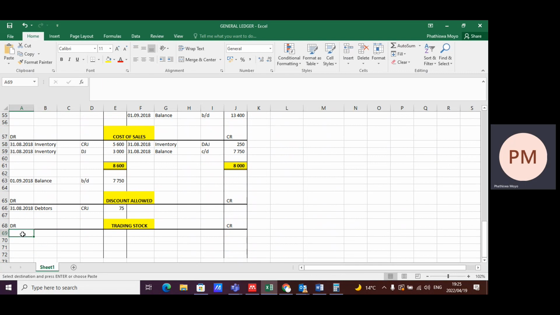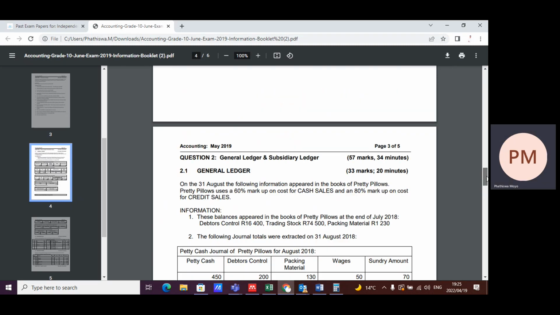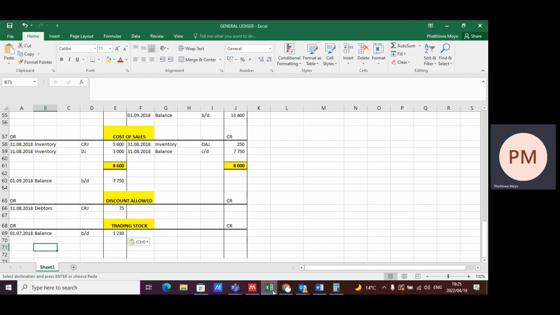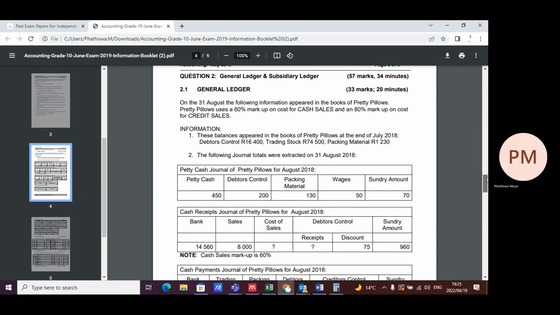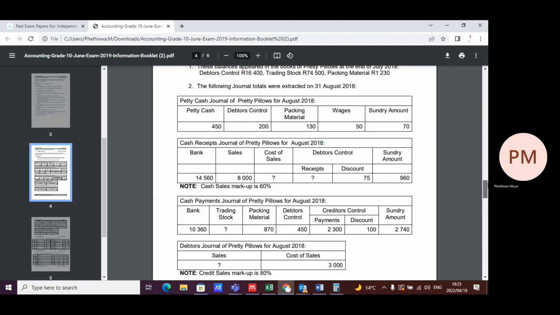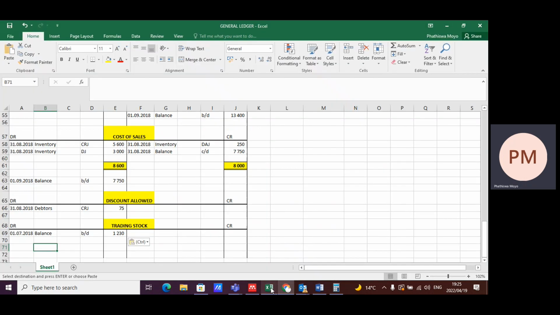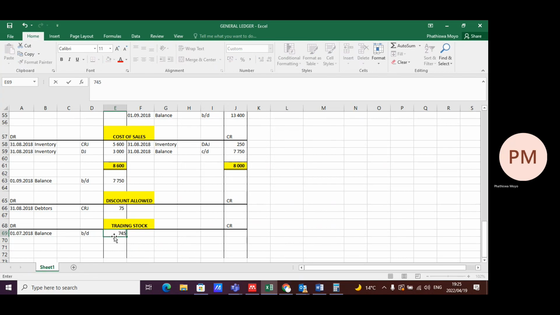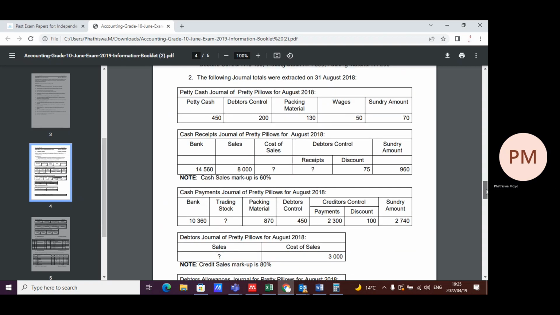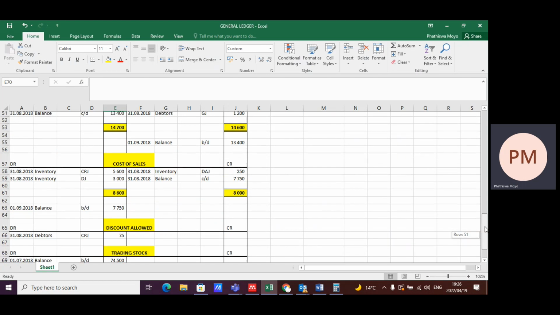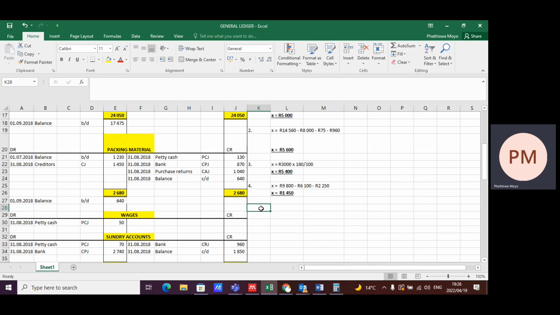Balance. They're given a balance. So trading stock is assets, so it will increase on the debit side. The balance we're given here is 74,500. Okay. Now we need to find trading stock. Maths integration. So for X, guessed it.